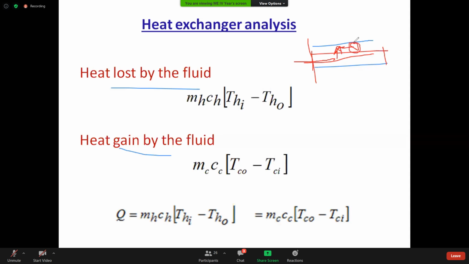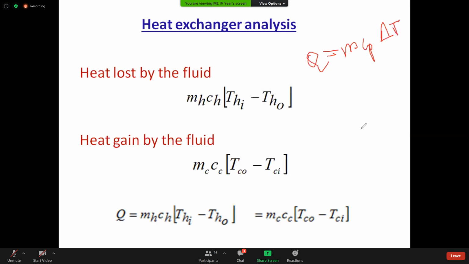Conservation of energy principle, right? So if you know the individually, let us do what is heat transfer. Heat transfer is equal to mCp delta T. Delta T is nothing but temperature difference, right? Heat lost by the fluid and the hot fluid. Mass flow rate of hot fluid, specific heat of hot fluid, mH and CpH, the same thing, into temperature difference. Hot fluid inlet temperature minus hot fluid outlet temperature.